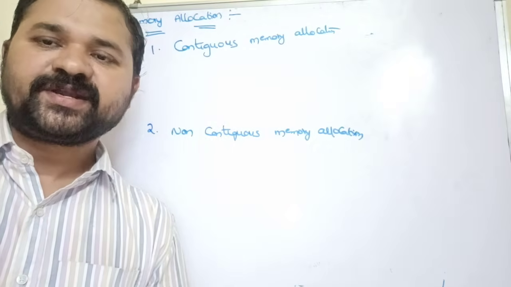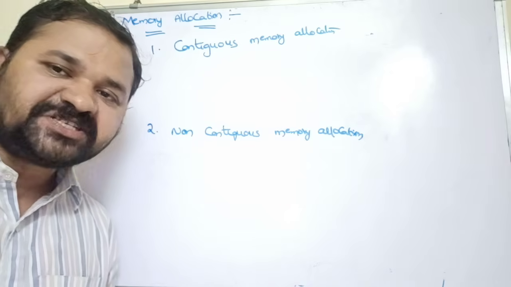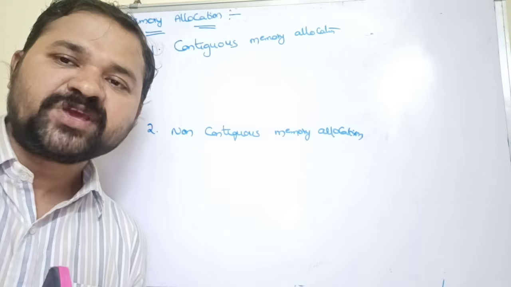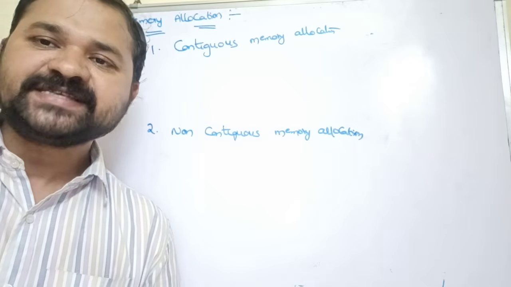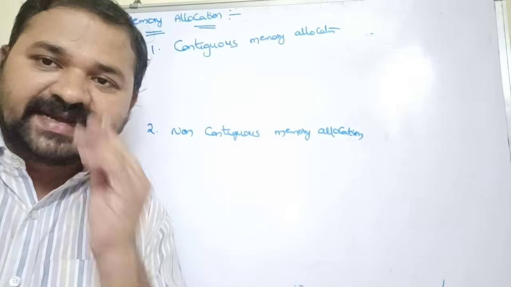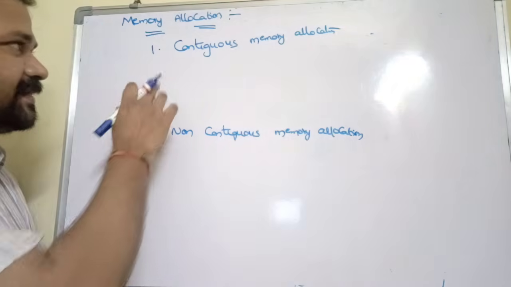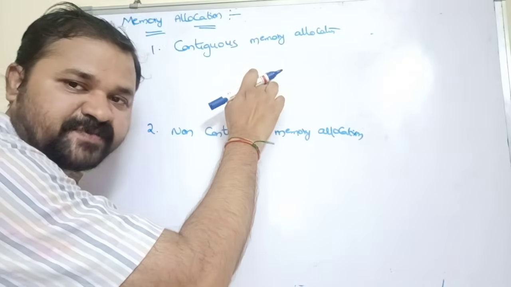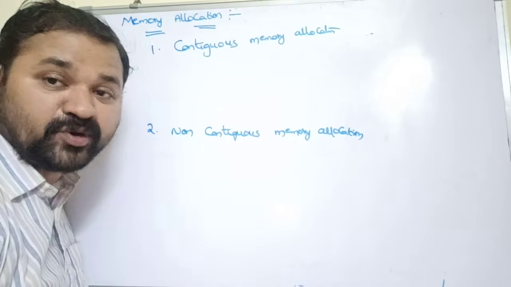Now let's see about memory allocation in operating system. Memory allocation means allocating memory for a process. That means how the operating system stores a process in the memory. Mainly there are two types of memory allocation approaches available. The first one is contiguous memory allocation, whereas the second one is non-contiguous memory allocation.